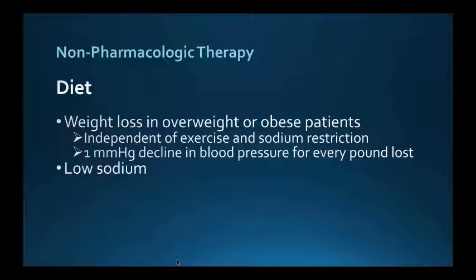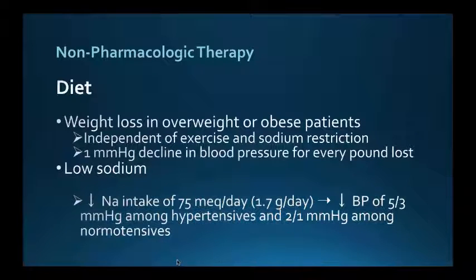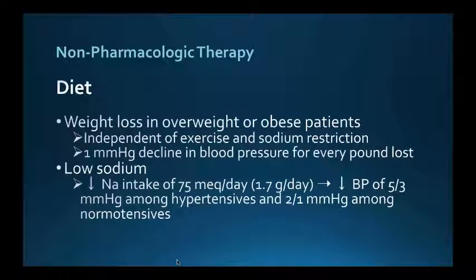Sodium restriction is also important in the management of resistant hypertension. A 2013 meta-analysis of trials involving normotensive as well as hypertensive patients found that a decrease in sodium intake of 75 mEq per day, or 1.7 grams a day, reduced the blood pressure by 5/3 millimeters among hypertensives and 2/1 millimeter among normotensives.